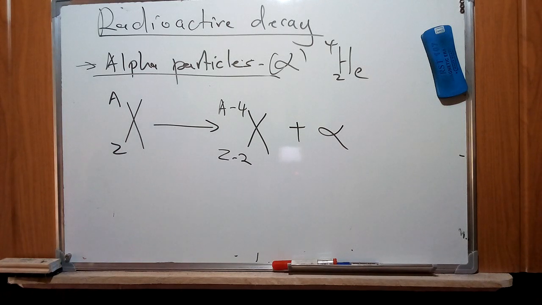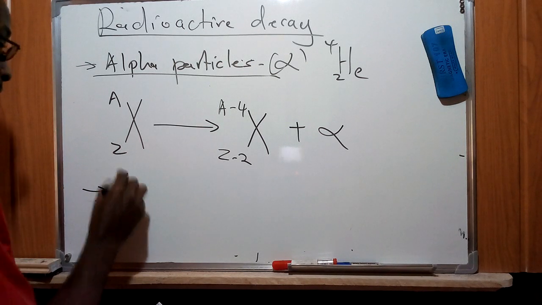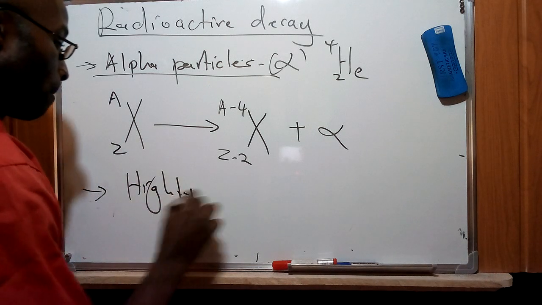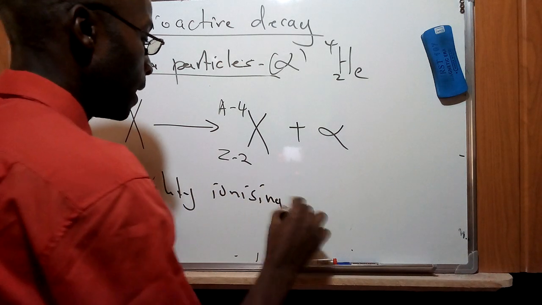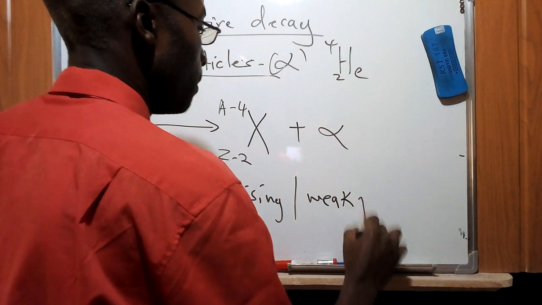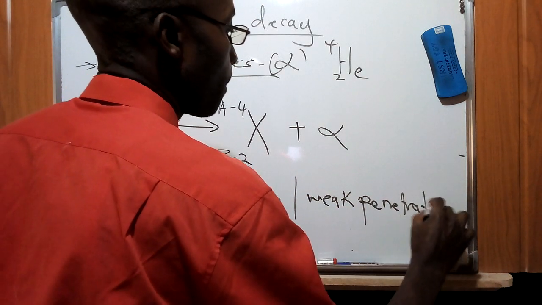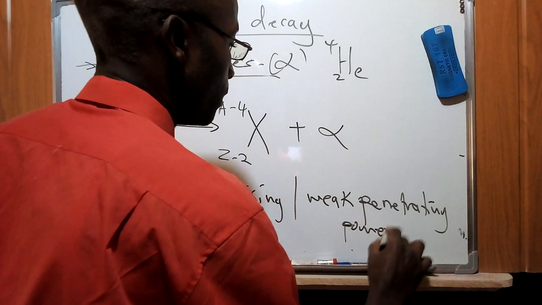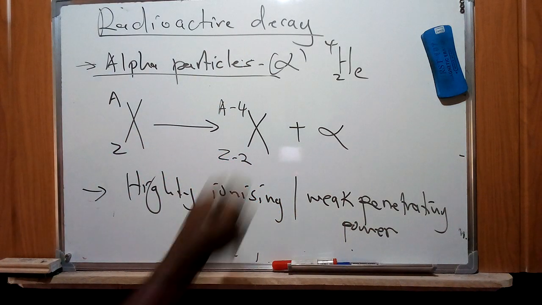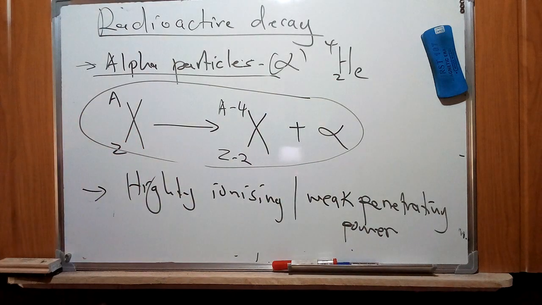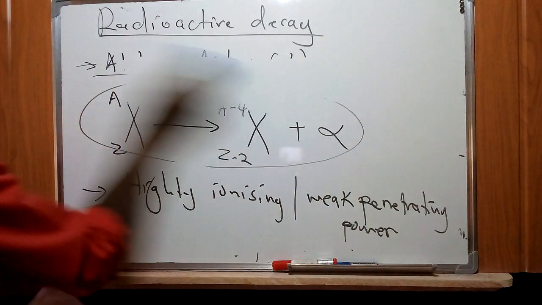So this process has specific characteristics in that alpha particles are highly ionizing and they have weak penetrating power. Therefore, they can be stopped easily. Of course, we are going to look at different characteristics for this, but in essence, what I want us to understand first is this equation that is used to represent alpha decay. So the second one that we're going to look at is the beta.